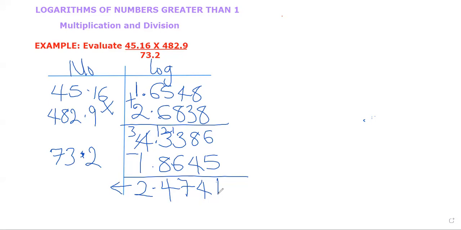We have worked on the logarithm part, so it's time for us now to transform it back into the number form. How do we transform it back? By looking for the anti-logarithm of this number here. We can use our 4-figure table for the anti-logarithm of 0.47 under 4, add the difference of 1.